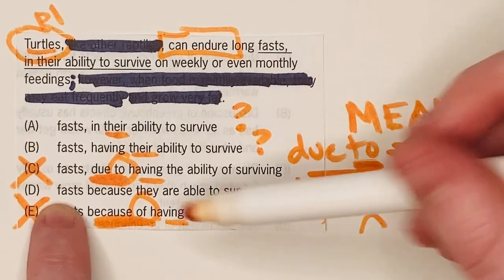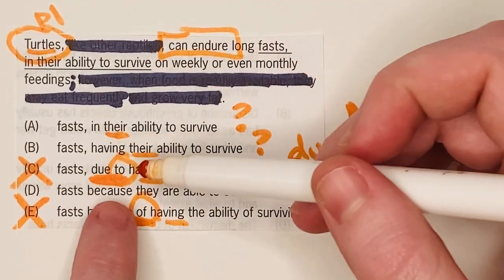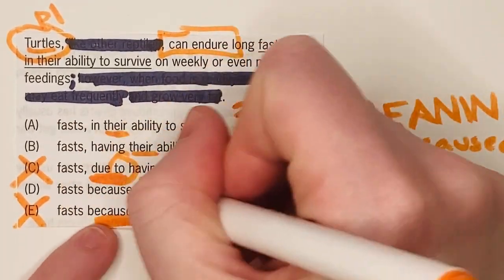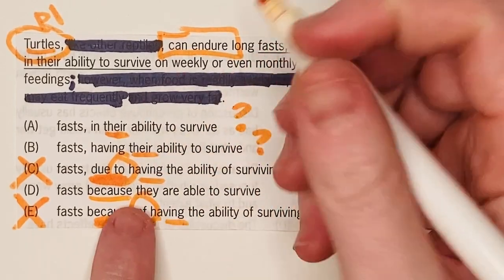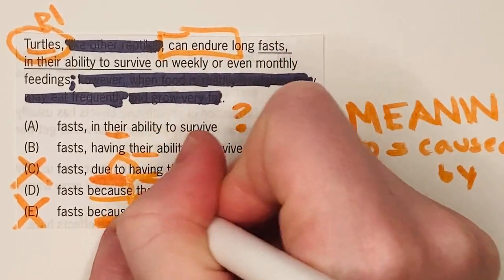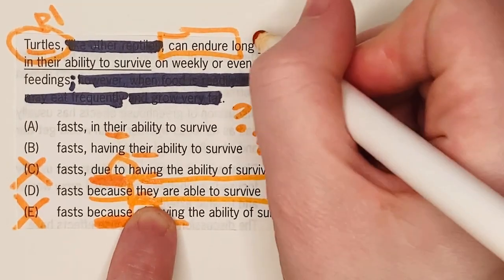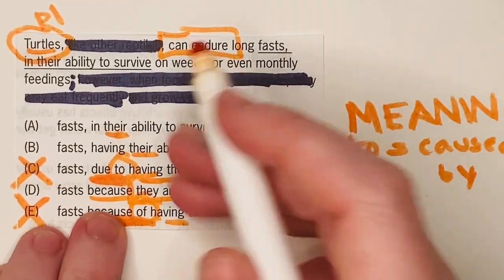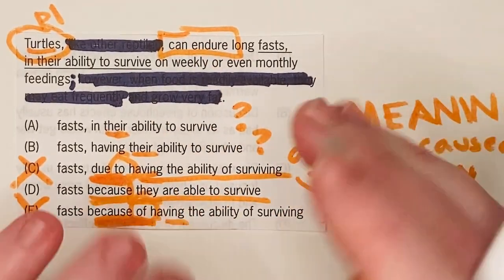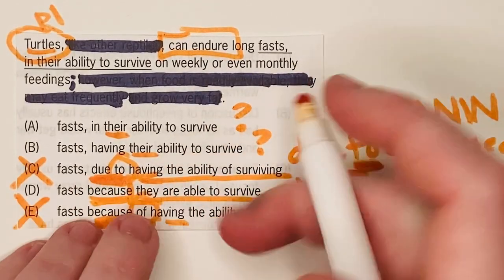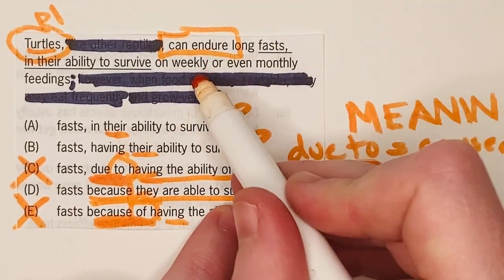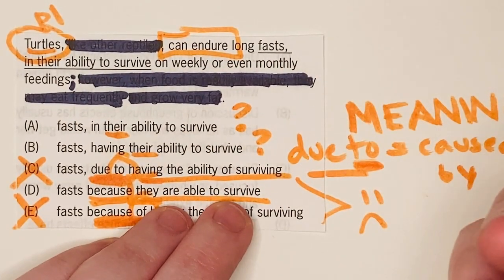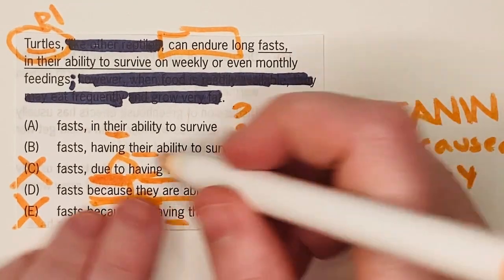If I can remember to put it in the description box, I will do that. All right, and then if we take a look at D: turtles can endure fasts because they are able to survive on weekly or even monthly feedings. Here, this is quite different because we don't have the because of. When you see because, you have to make sure that what follows could be its own separate sentence. What comes after it needs to be a standalone independent clause. So let's look at that. They are able to survive on weekly or even monthly feedings, period. Could that be a complete sentence? Sure.